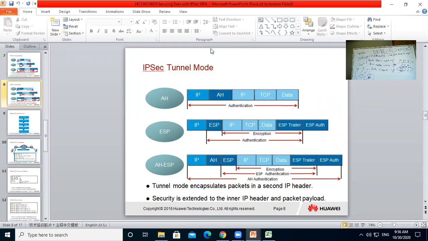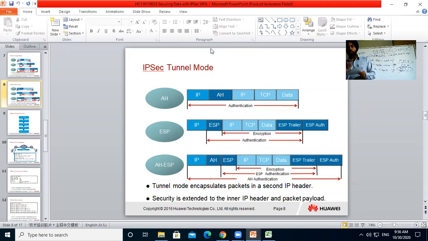So next is tunnel mode. In this case, in AH, there are two IP header fields. First is the external IP header, or you can say your public IP. The second is your original IP header. So in the case of tunnel mode in AH, the first IP acts as your tunnel IP header.